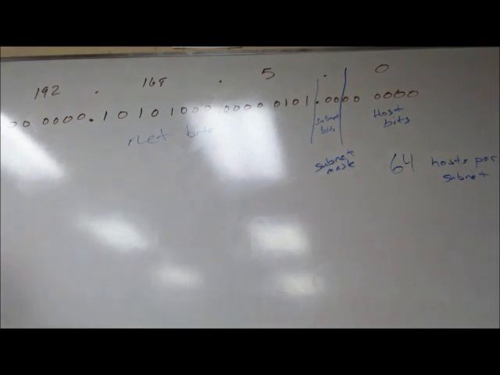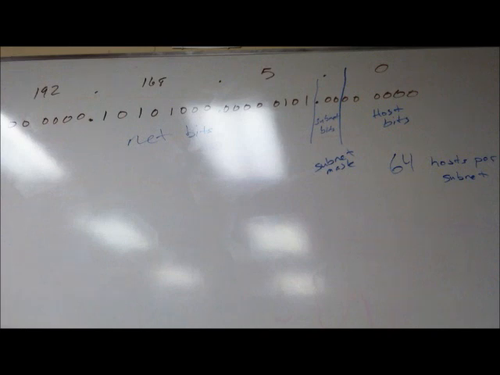So how many subnets can we have? 4, because there's only 2 bits there. Right. We can have 4. So you have to know the class of the original network address. That's why I taught you guys the classes of address.